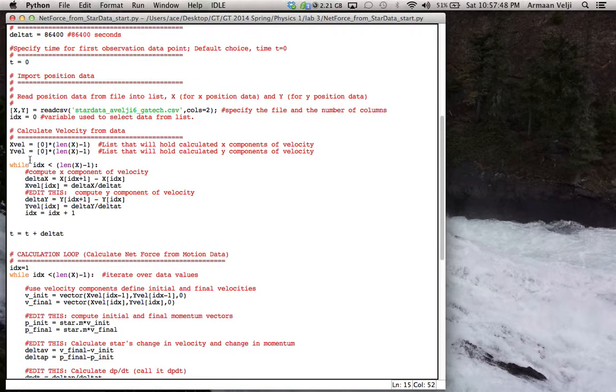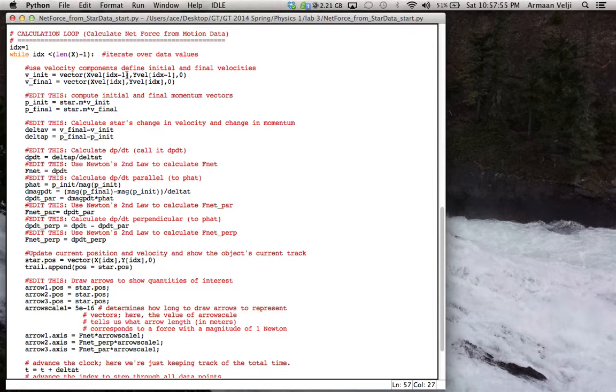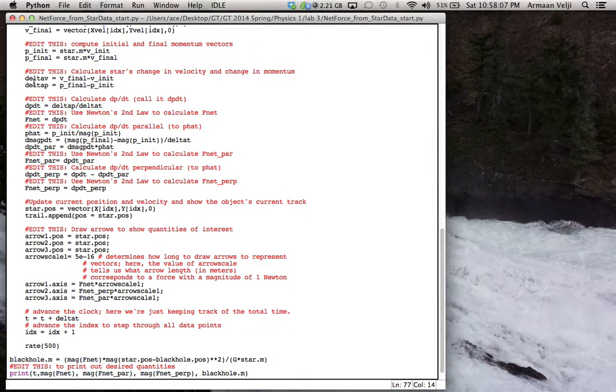In this first while loop, all we're doing is computing the velocity in the x component and in the y component. In the second while loop, we are computing the initial and final velocity as well as the initial and final momentum. This is done by multiplying the star's mass times the velocity. We also found the change in velocity and the change in momentum. From this, we can find dp dt, which equals delta p over delta t. And from Newton's second law, we know that F net equals dp dt.